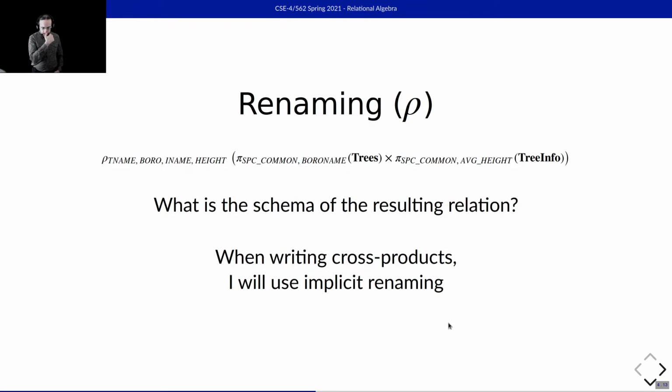And yes, Jeshta, again, apologies for name issues, but yes, you've got it perfectly. So the T name, borough, I name, and average height is going to be the output schema.